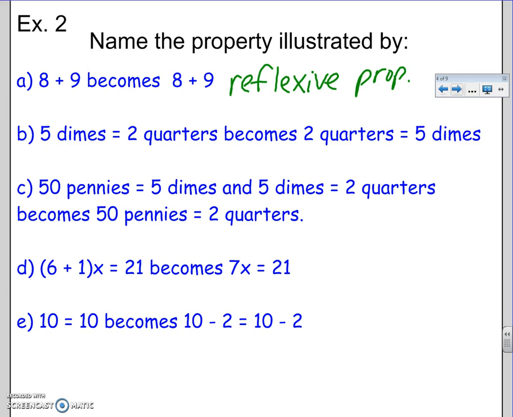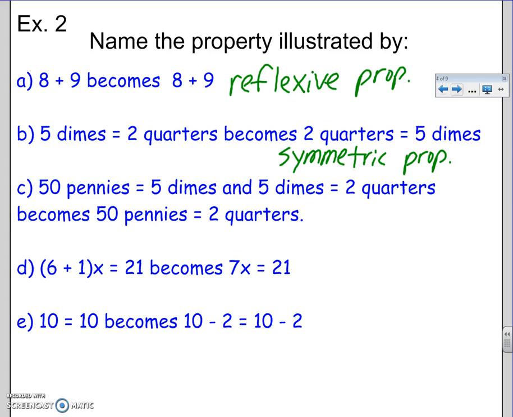Alright, 5 dimes equals 2 quarters. Yeah, becomes 2 quarters equals 5 dimes. If you notice they switch, it's still true. Switching is symmetric. So I think of the letter S in switch and the letter S in symmetric.